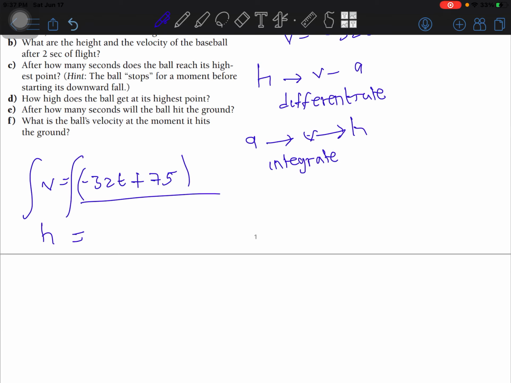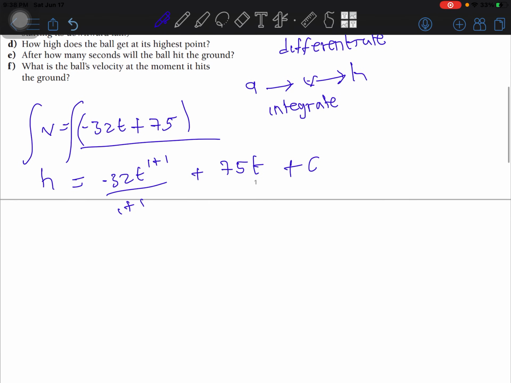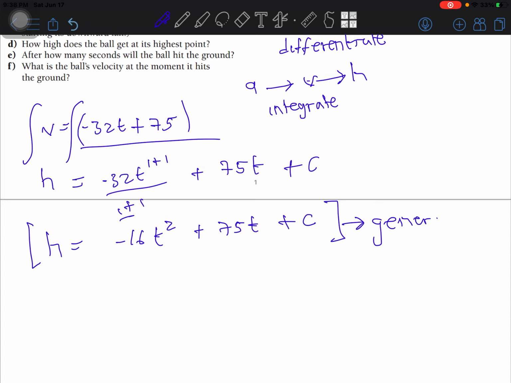And integrating this function, this is how we do it. We get negative 32t plus 75, integration of a constant, and do not forget plus c. So now to simplify it, we have h equal to negative 16, because here will be 2, and then t squared plus 75t plus c. So this is our function, which is a general solution to the question.